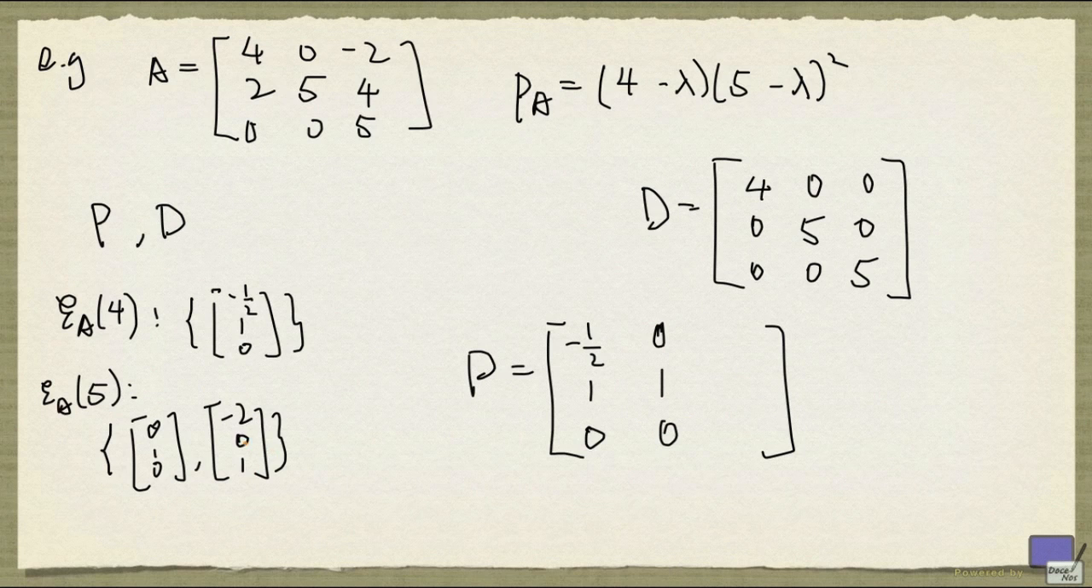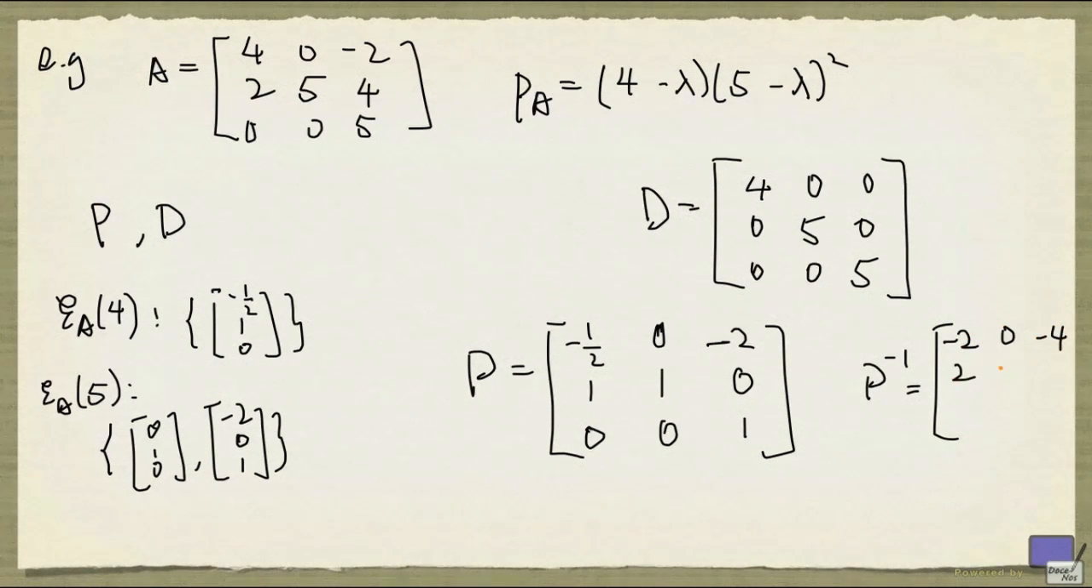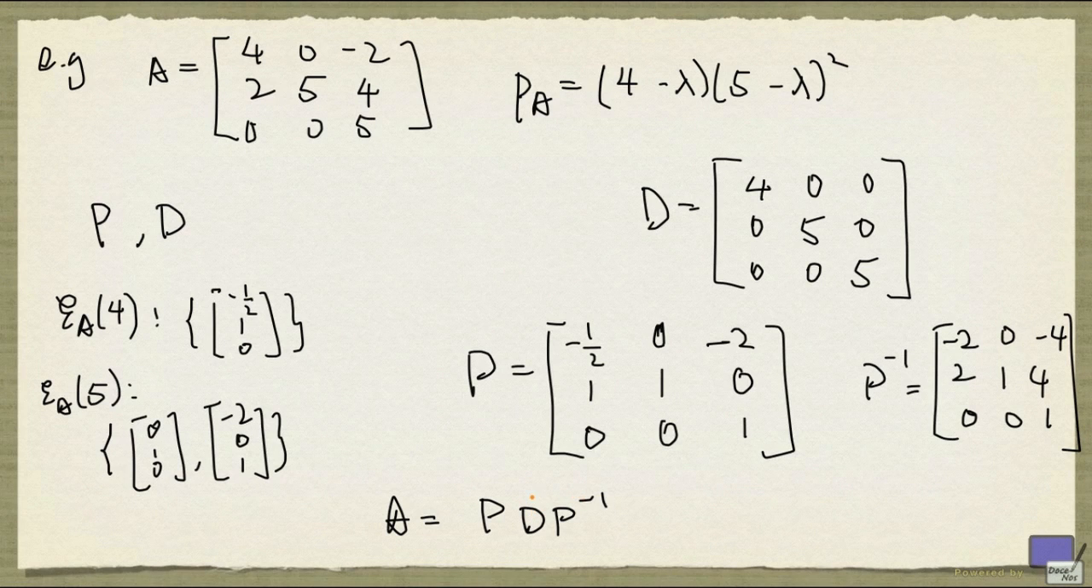I could have picked (minus 2, 0, 1) as well, but the choice for column 2 will affect the choice for column 3. Column 3 also has 5 as eigenvalue, and as I mentioned, you need to go to the basis for the eigenspace of eigenvalue 5 and find a vector that has not appeared in P before. In this case, there's no choice but to choose (minus 2, 0, 1). You can check that the inverse of P is going to be this matrix, and if you carry out the calculations, you'll see that P times D times P inverse is indeed A.